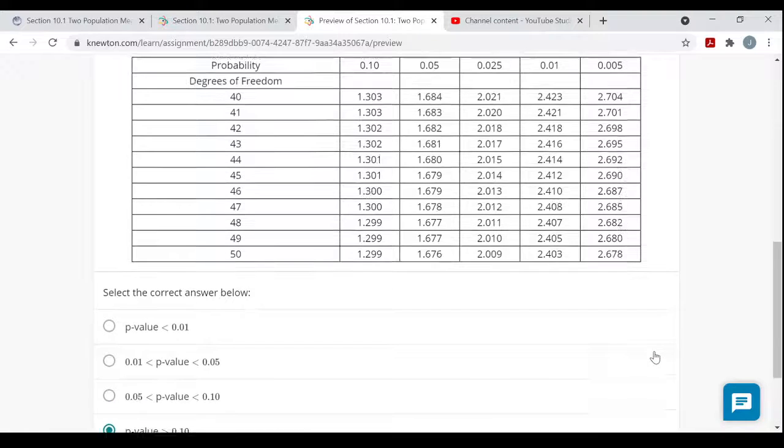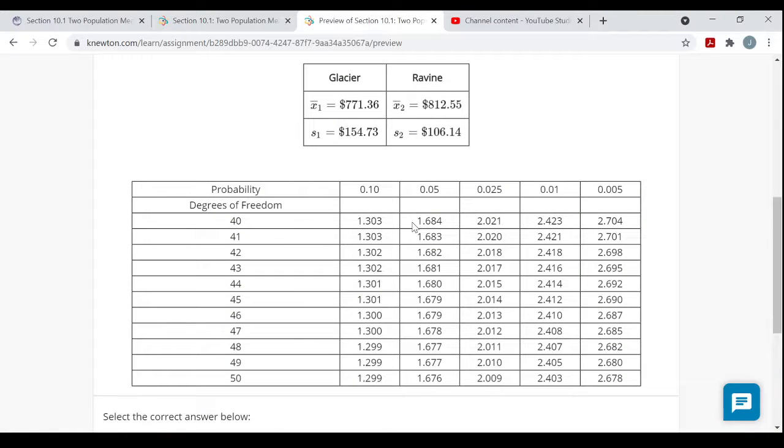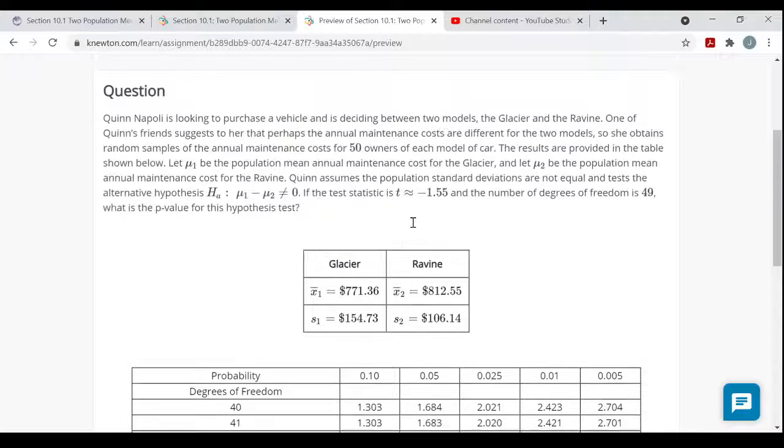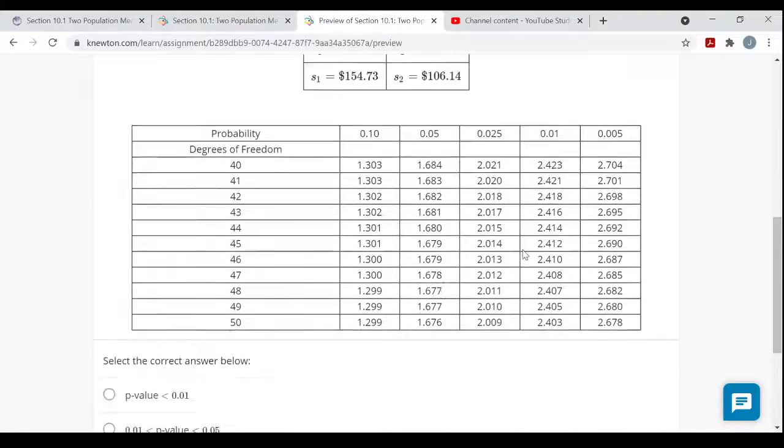Now be careful, right? I only doubled this stuff because it was a two-tailed test. If it were a one-tailed test, you wouldn't double anything. Right? If it were just a right-tailed test or just a left-tailed test. So just pay attention to the alternative hypothesis and what kind of a test you're running.